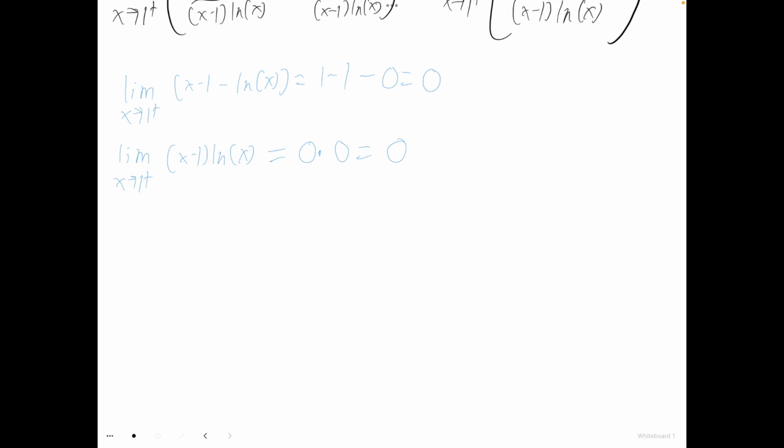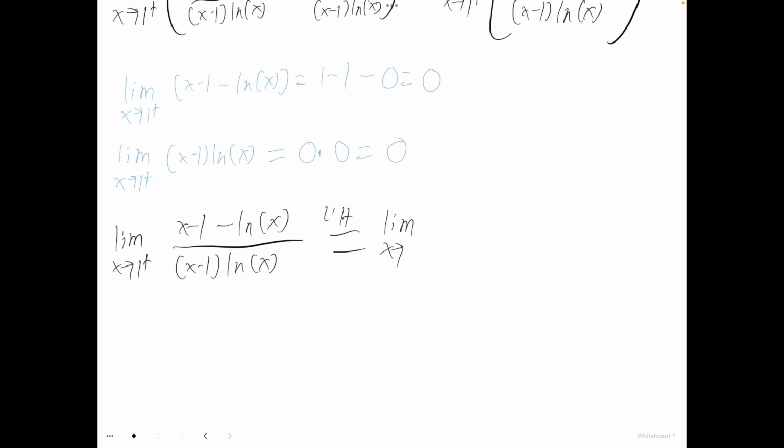But this is a 0 over 0 or infinity over infinity form, so let's use L'Hopital's rule now. So we have x minus 1 minus ln of x divided by x minus 1 times ln of x. So using L'Hopital's rule, the derivative of the top is going to be 1 minus 0 minus 1 over x.